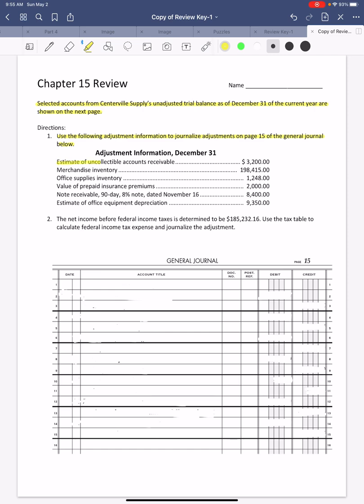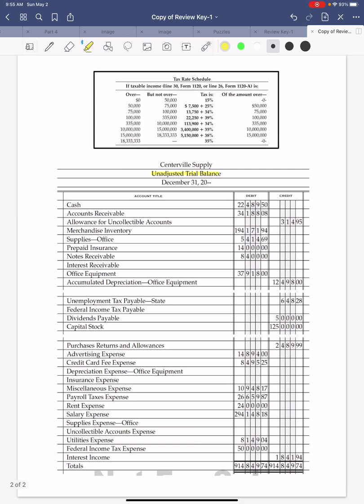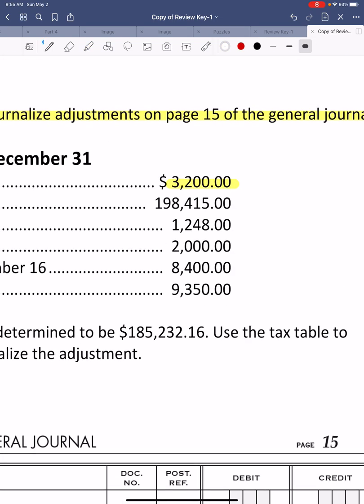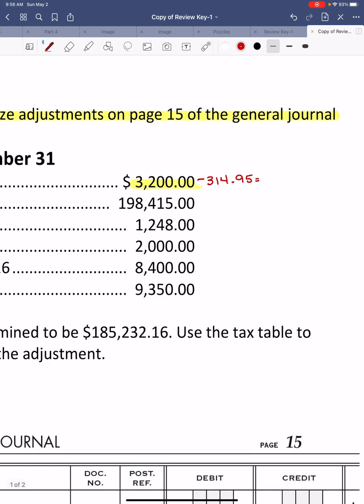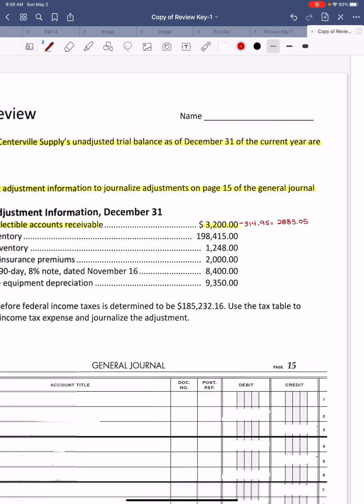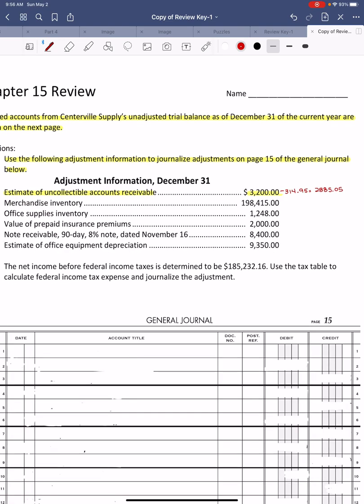Okay, next, the estimated allowance for uncollectible accounts receivable is $32,000. If you look at the amount from the sheet, it is $314.95 on your unadjusted trial balance. So we're going to take the amount here minus the amount that's on your unadjusted trial balance of $314.95, and we come up with $2,885.05. And so that'll be the adjustment that we need to bring our accounts up to date.